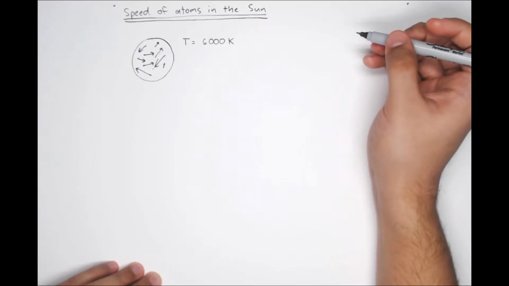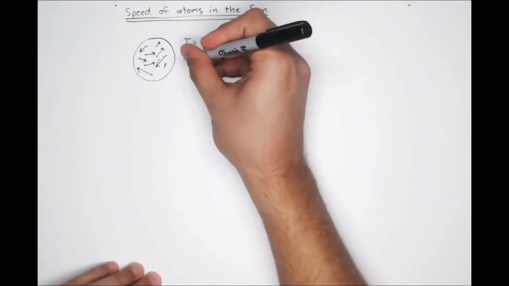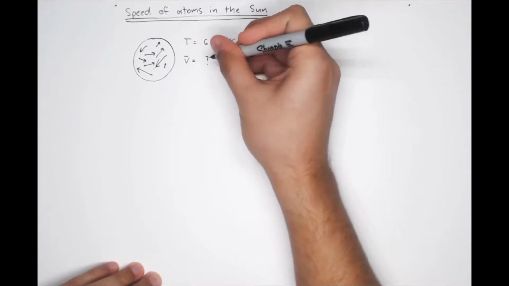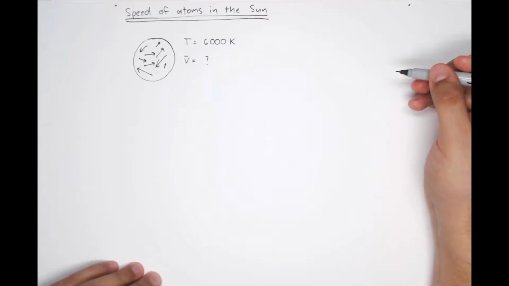And we want to find what is this average speed that the molecules have. Okay, so in order to do this, we need to make use of a few different concepts. The first is we are going to try to determine what is the average kinetic energy of the molecules in the sun. And we're going to make the assumption that this is an ideal gas. This is a monatomic ideal gas.